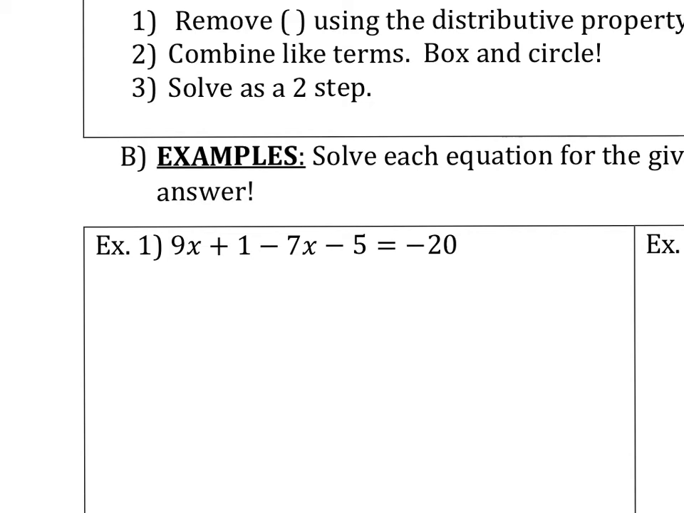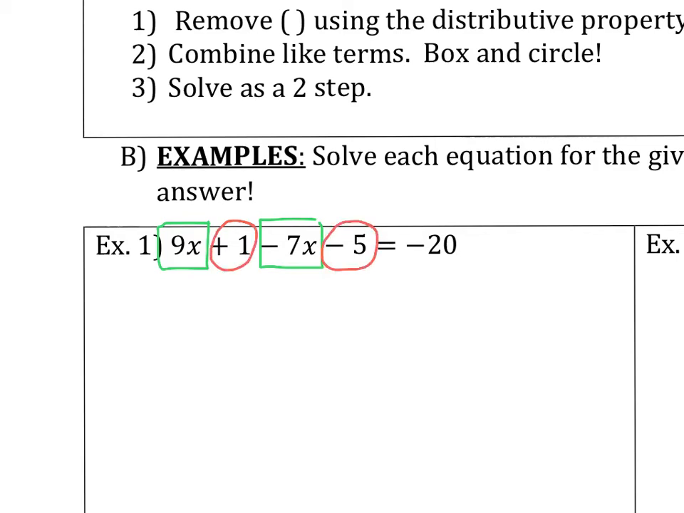Having the steps up at the top, there's no distributive, so we don't have to worry about that. We're going to look for like terms again. So here, I'm going to do my favorite, box and circle. I'm going to look for the variables. So you have a 9x and a negative 7x. Then my constants, you have a positive 1 and a minus 5.